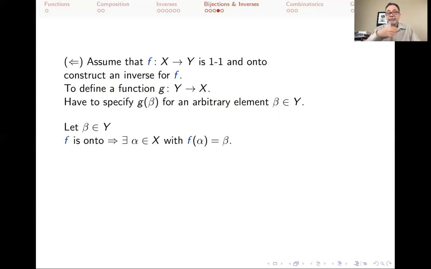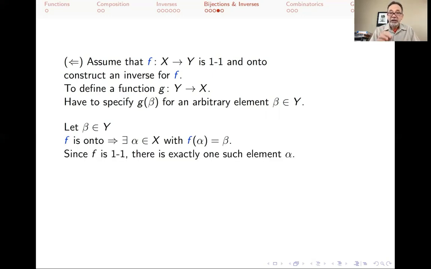I'm going to tell you what g does, but I'm going to go back to what I know. And f I know is onto, so there must be some element in x whose image is beta. That element is alpha. And because f is 1 to 1, I know that there's no ambiguity. There's just exactly one element that goes to beta. That's the element that g will send beta to. You're looking for where to send beta. You get the help of f. You say that f is sending something to this guy, exactly one thing. G is going to send this back to that.